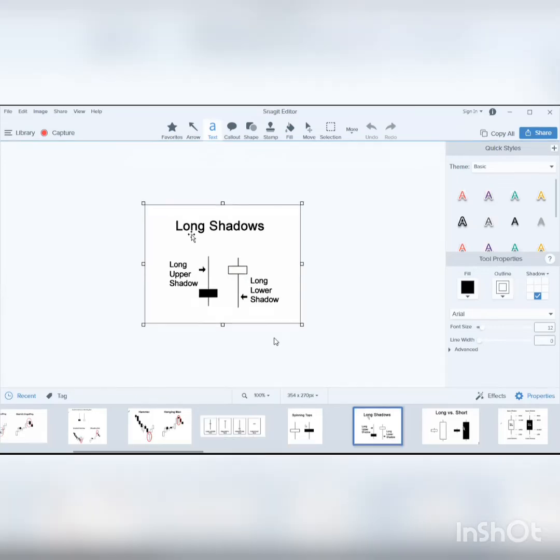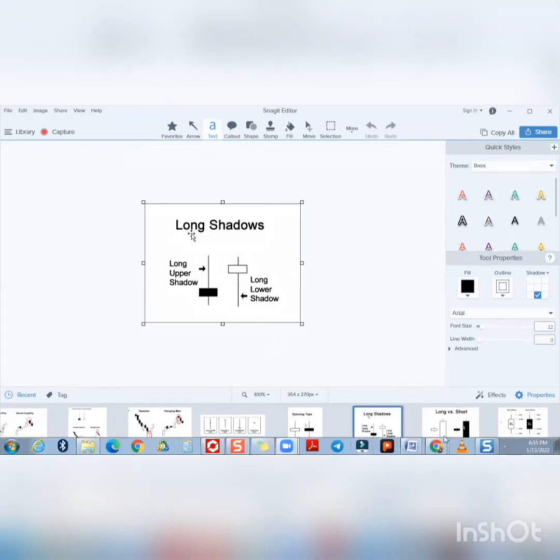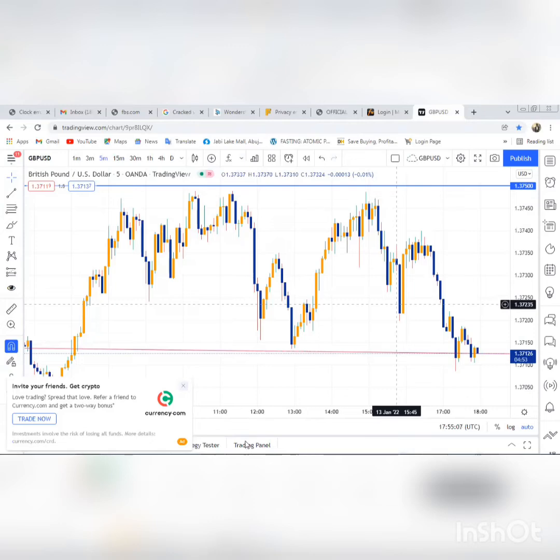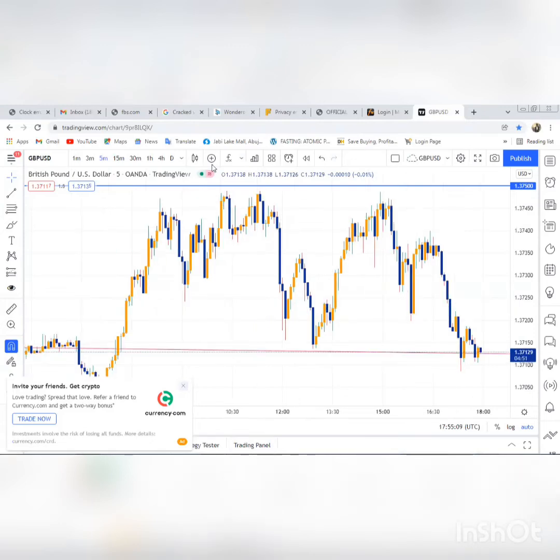So guys, let's just take a few minutes. I love being practical. Let's go to the chart and then let's just do this. Okay. Now, just look at this long body candle. This big one. That's the blue one rather.